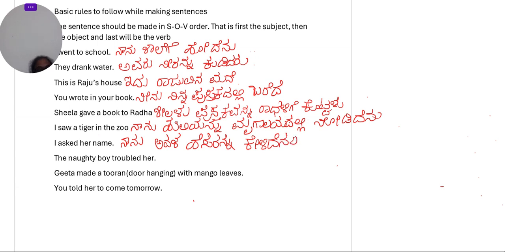Now next sentence. The naughty boy troubled her. So the subject is boy, but we have added an adjective to the boy. We are saying naughty. So we will write it as Tuntu Huduga. Tuntu is naughty. Boy is Huduga. Okay, this is the subject. Then who is the object? Her. And trouble is Kadu.